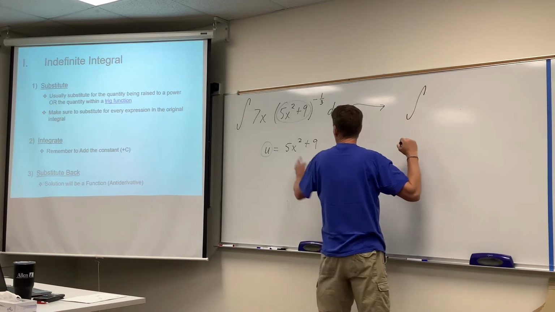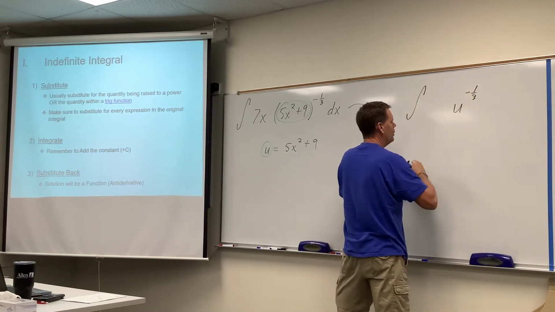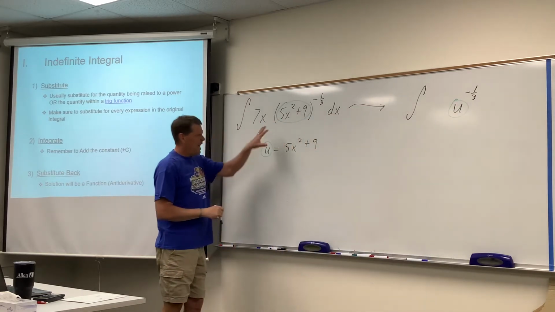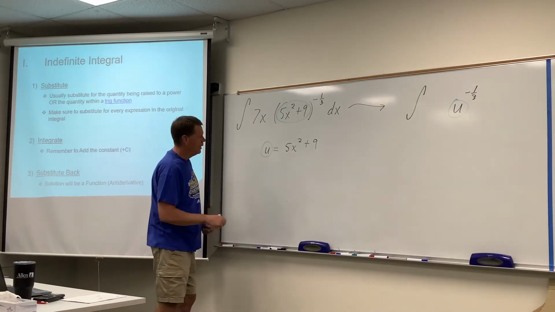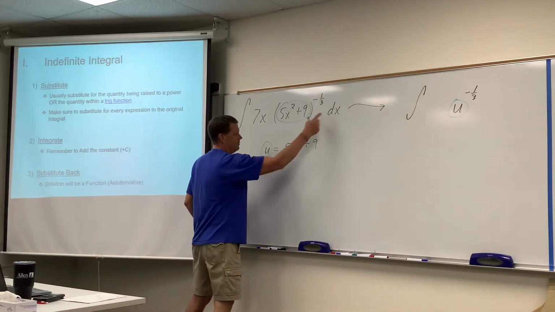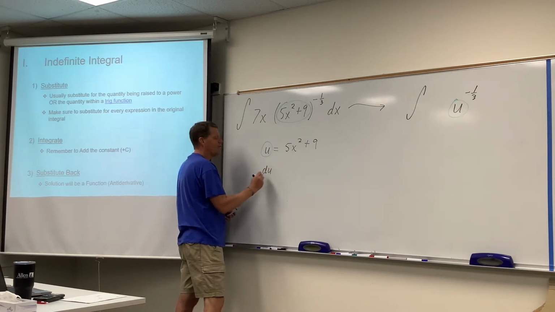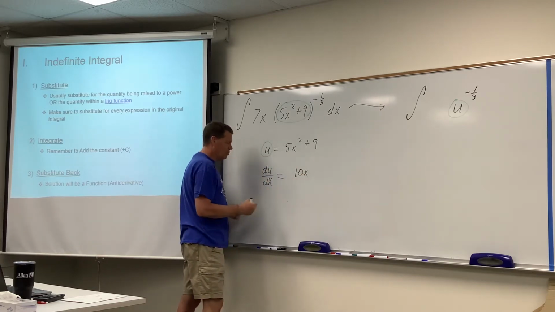All right, so this becomes u to the negative 1/3 power. Cool, all right, simpler. X, you're too complicated for me. I'm going to run off to a simpler u over there. Build a dx, every time, build dx. Differentiate both sides of your original substitution with respect to x. So that'll be du dx, this will be 10x, boom, all right.